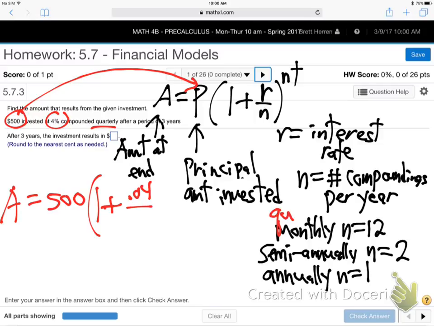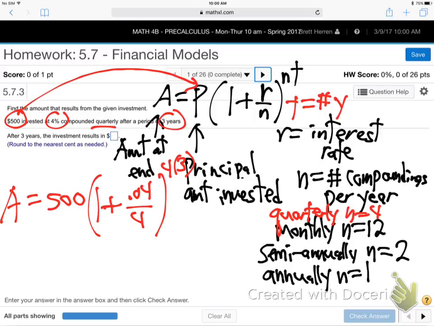So quarterly, 4 times a year, right? N is 4. 4 times a year to the NT, 4 times in 3 years. T's the number of years. I should have written that one. There we go. So T is the number of years, R is the interest rate, N is the number of compoundings per year. So there's the formula, it makes sense.